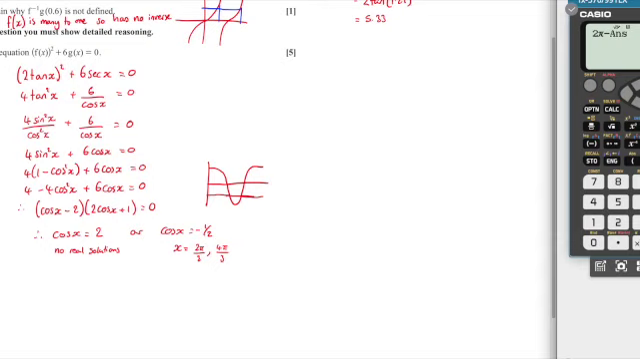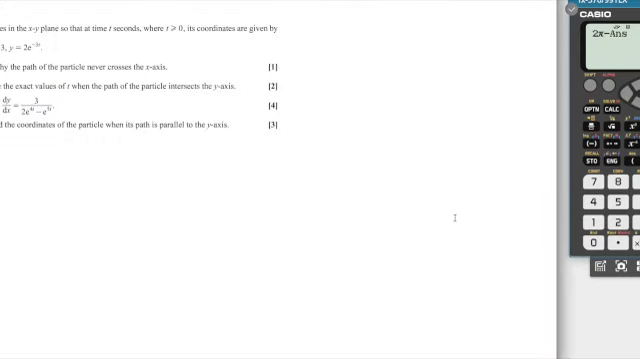Right, question 9. A particle moves in the xy plane. So at time t seconds, its coordinates are given by that. We have this parametric equation. Explain why the path of the particle never crosses the x-axis. Well, that's because e to the t is greater than 0 for all t.